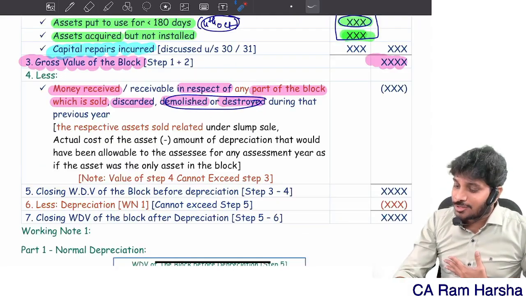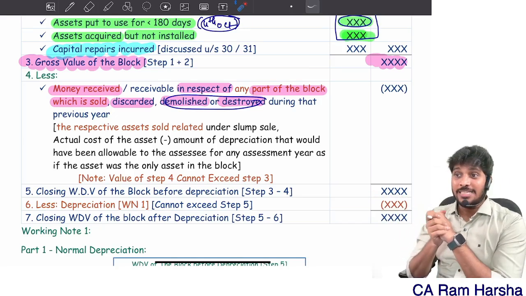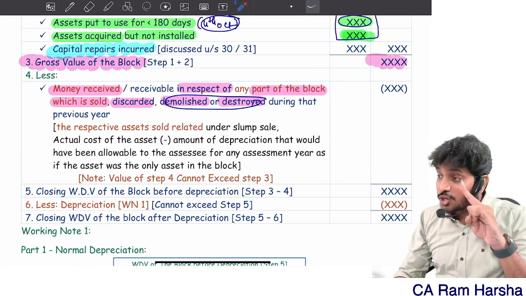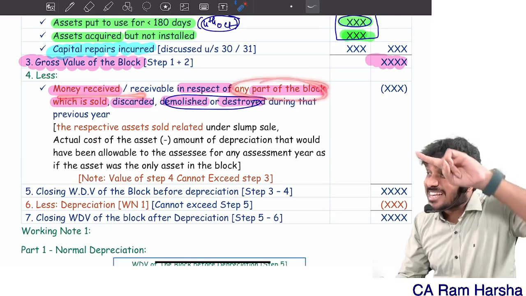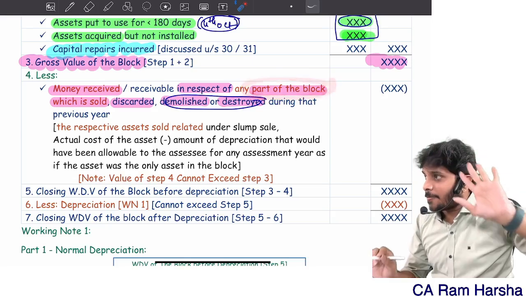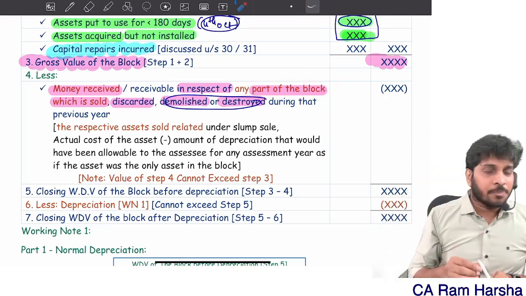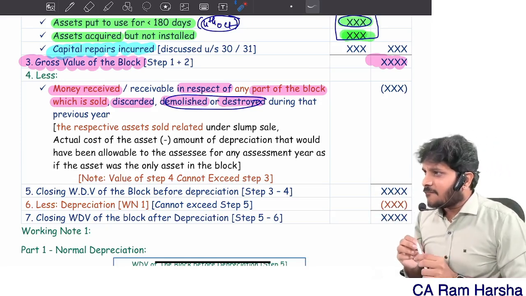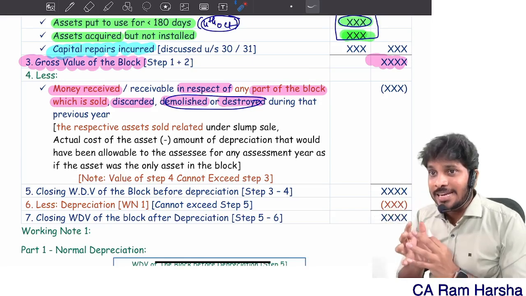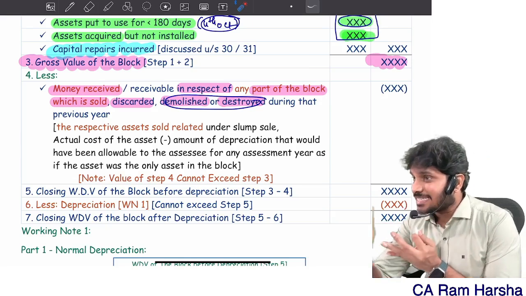But in income tax, if I sell an asset, they are not talking about money received on sale of an asset. They are talking about money received on part of a block. They are not talking about any asset. See, that's what again I told you. Here, we do not calculate depreciation asset wise. We calculate depreciation block wise.